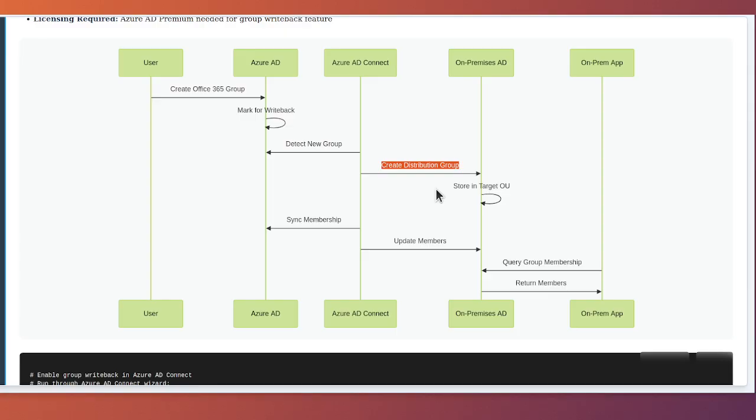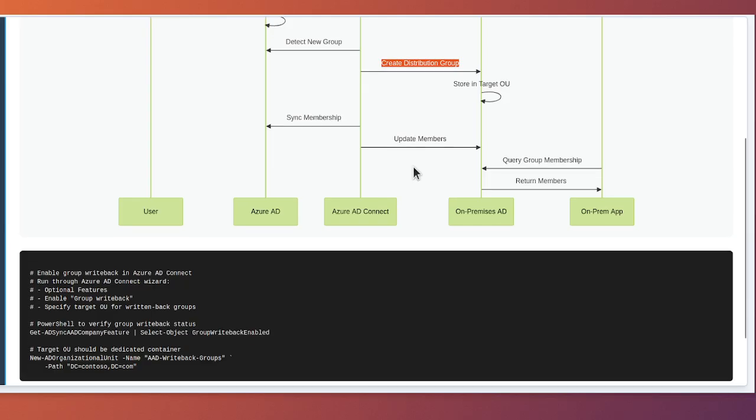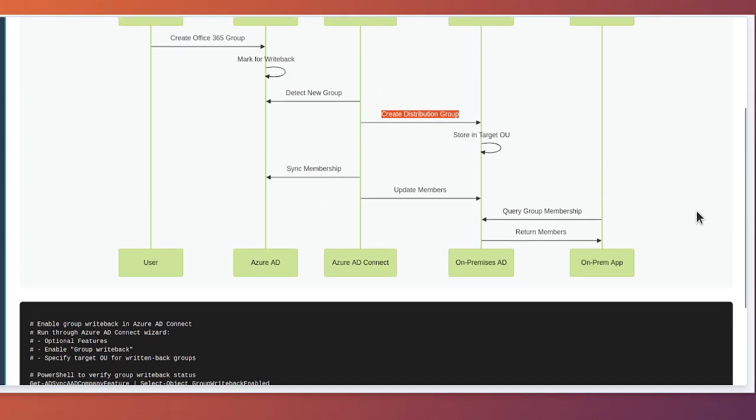Configuration requirements for Group Write-Back include Azure AD Premium licensing for the feature, proper permissions for the Azure AD Connect service account to create and manage group objects in Active Directory, and designation of a target organizational unit where written-back groups will be created. The organizational unit should be specifically created for this purpose and not contain other group objects, as Azure AD Connect manages all groups in this container.